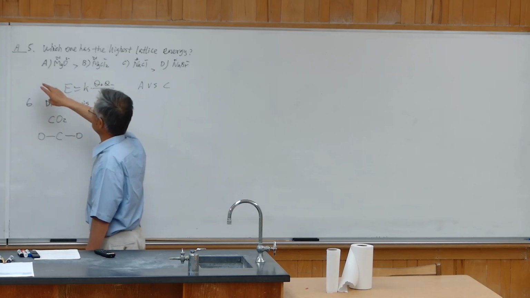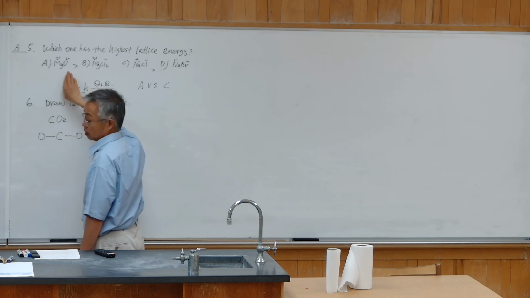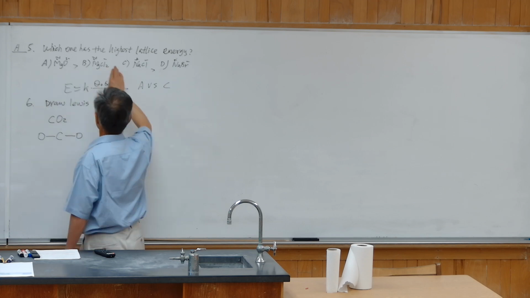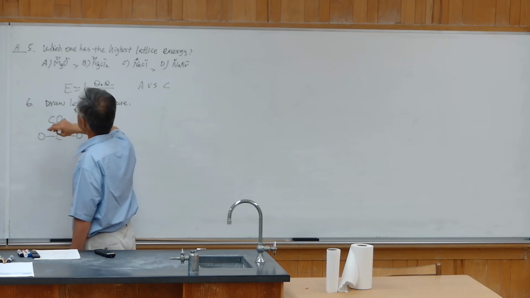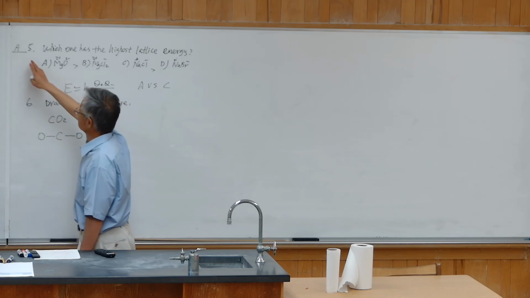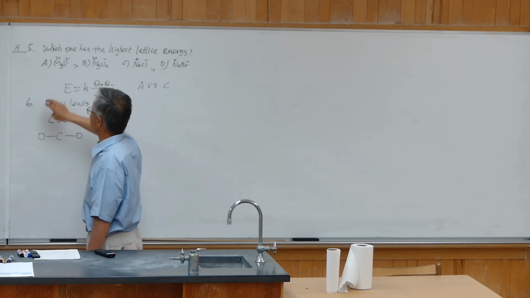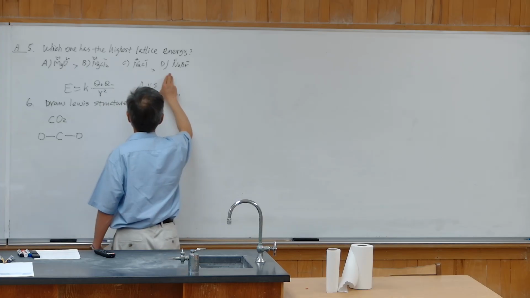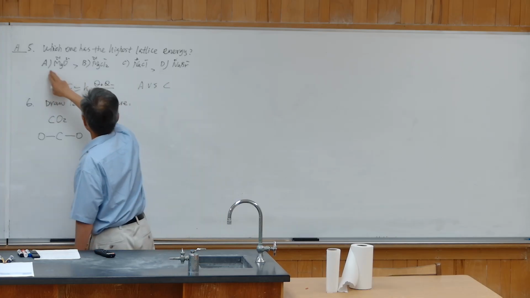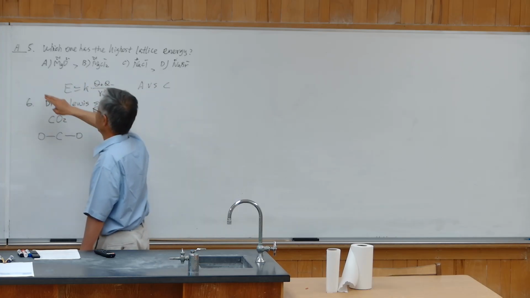Okay. So anyway, this time in this question both charge and size tell you A is greater than C. So finally, A is the greatest because A is greater than B, C is greater than D. And comparing A and C, A is greater. So A is the greatest.